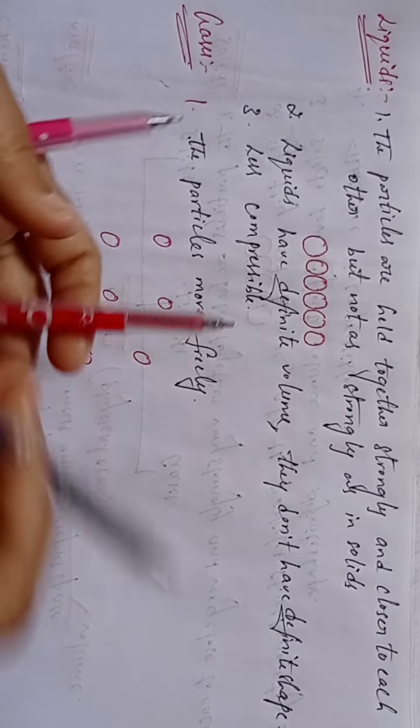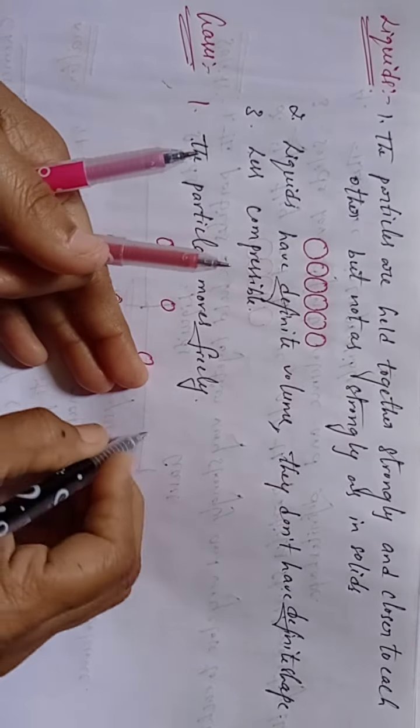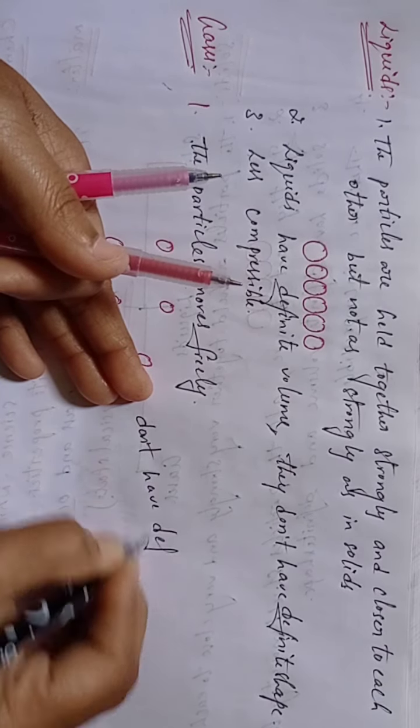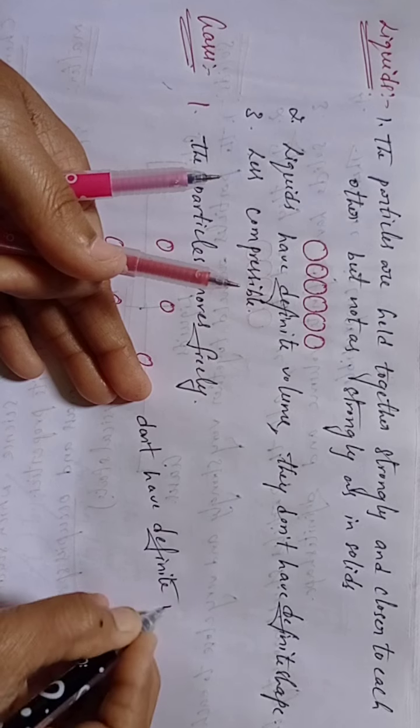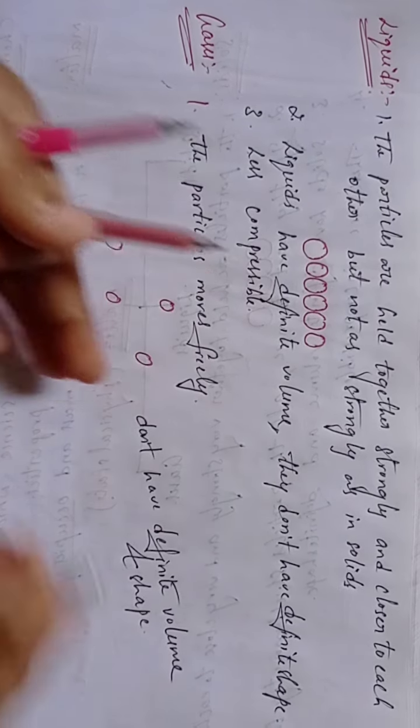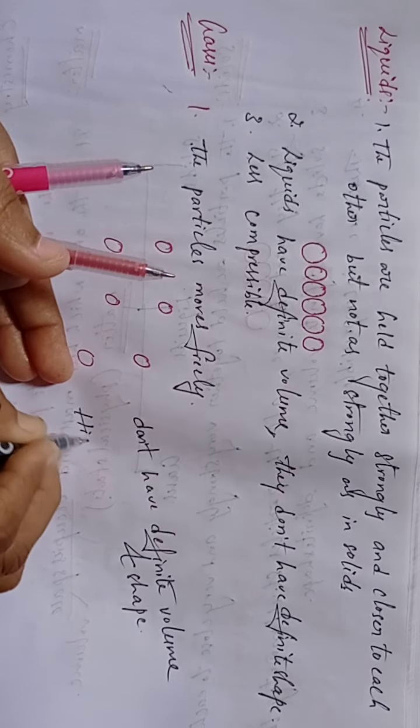Gases do not have the definite volume. Correct? They don't have definite volume and shape. Correct? They don't have the definite volume and shape. And next, they are highly compressible.